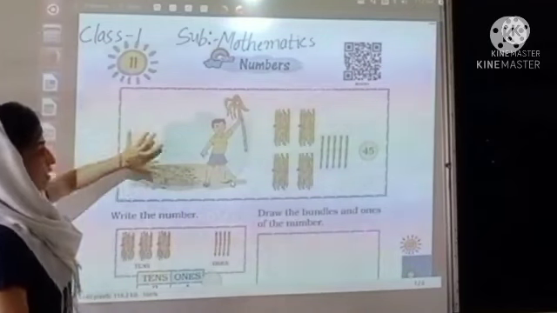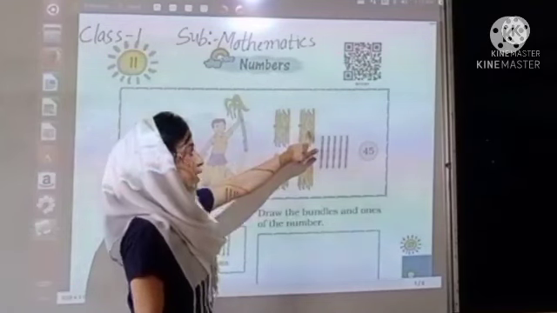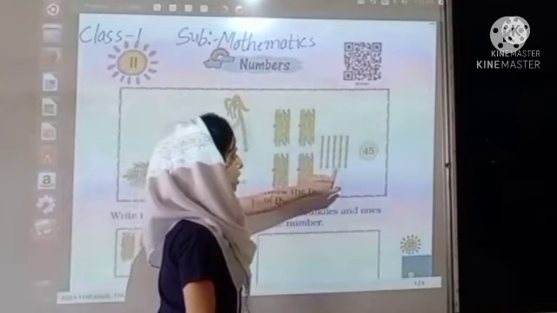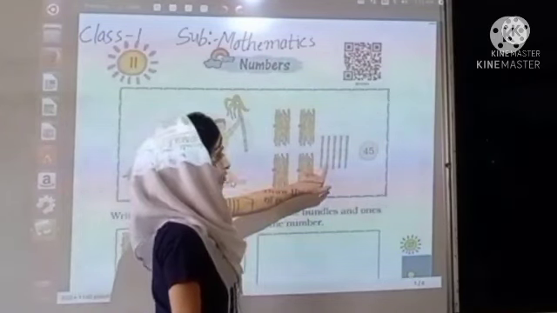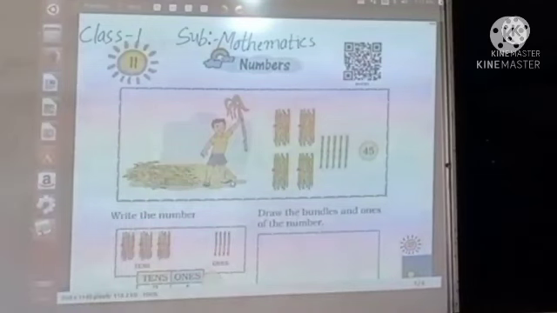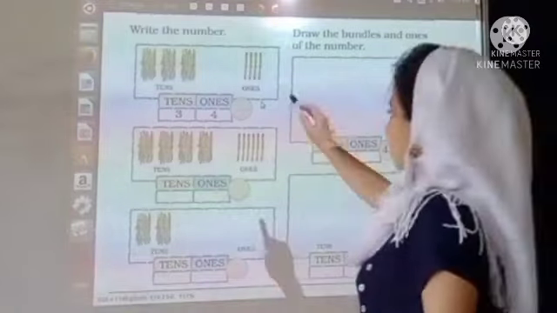So this is for example, given bundles of 10: 10, 10, 20, 30, 40, and loose 1, 2, 3, 4 and 5. So 45, so the number is 45. Like this, my students, you have to continue the next. So write the number first.